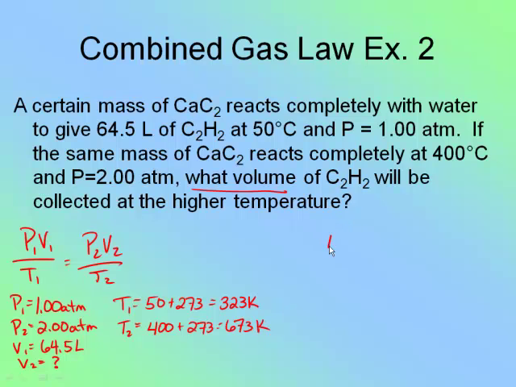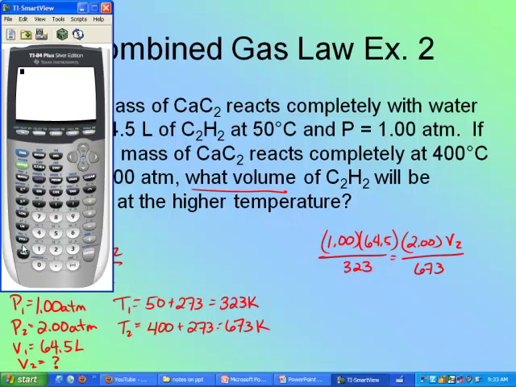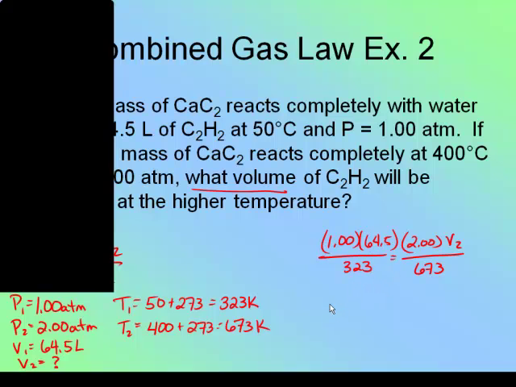Plug it into your formula. 1.00 times 64.5 divided by 323 equals 2 times V2 divided by 673. Grab my calculator. 1.00 times 64.5 times 673. It's going to be a gigantic number, which it is, divided by 323 times 2, close my parentheses, enter, and I get 67.1 or 67.2 as my volume.